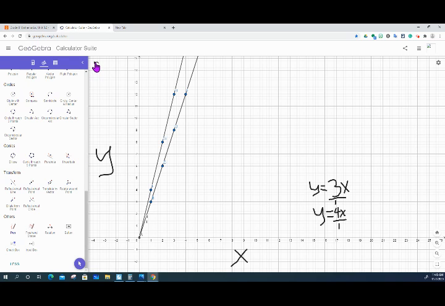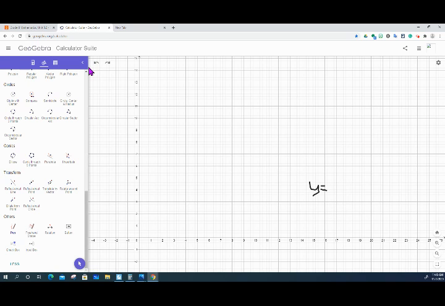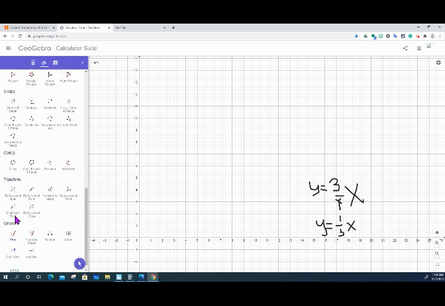Let's try a couple more. Let me get rid of all this stuff. This time we're going to try y equals 3x, which is exactly 3 over 1x, what we talked about before, but we're going to use the inverse of 3. Y equals 1 over 3x. Inverse is always the opposite. So let's look at what these two graphs look like.